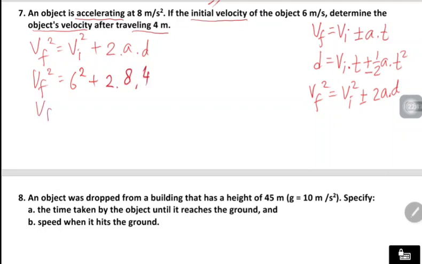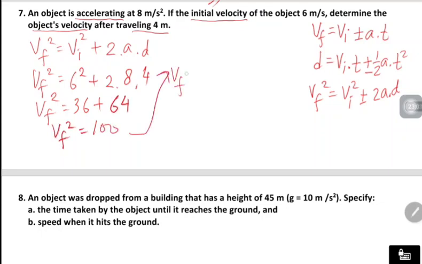Then we get final velocity squared equals 36 plus 64. This sum gives 100. So the final velocity can be found with the root of 100. So the final velocity is 10 meters per second.